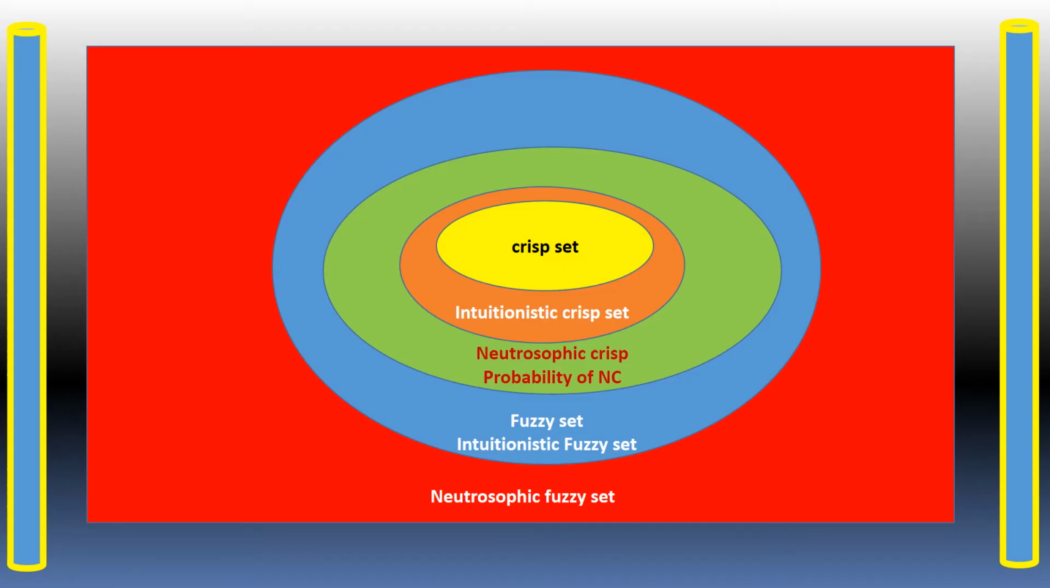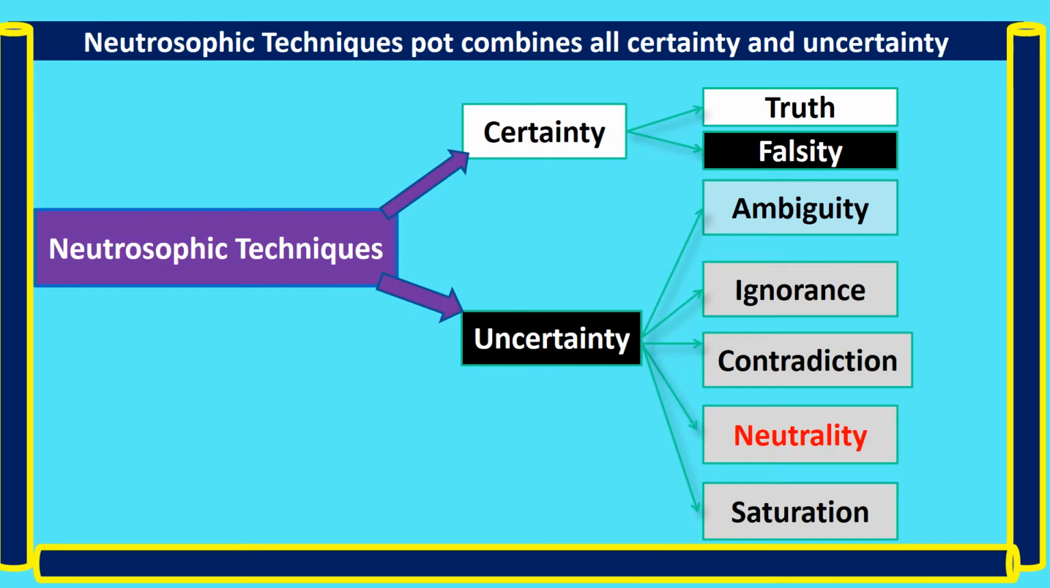Neutrosophic fuzzy set is a generalization of the intuitionistic fuzzy set, the intuitionistic crisp set, and the crisp set. Neutrosophic fuzzy set is also a generalization of the Neutrosophic crisp set. Neutrosophic techniques combine all certainty and uncertainty. Neutrosophic is the latest development in certainty and uncertainty data processing.